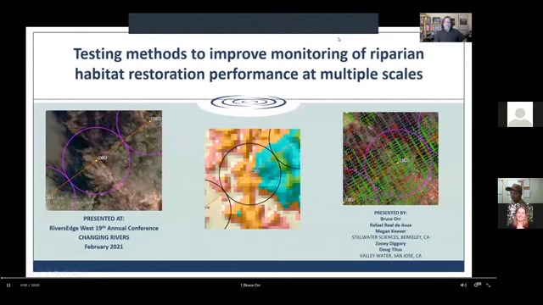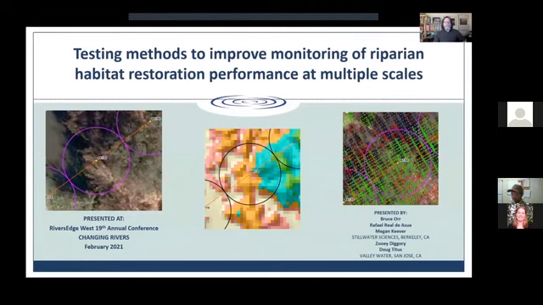Good afternoon. My name is Bruce Orr. I'm from Stillwater Sciences, and I'm here today to talk about a pilot study my co-authors, other collaborators, and I have been conducting to test various methods for improving monitoring of riparian habitat restoration performance at multiple scales. As always, this is a team effort. A lot of different people were involved, and the primary funding was provided by Valley Water.